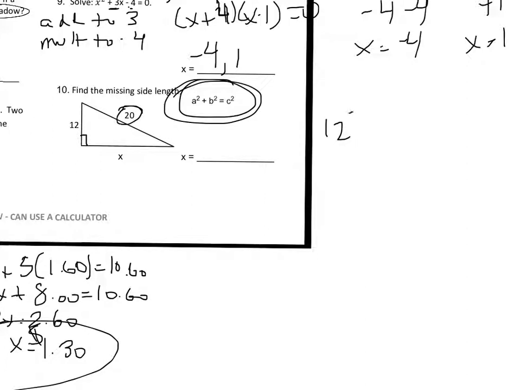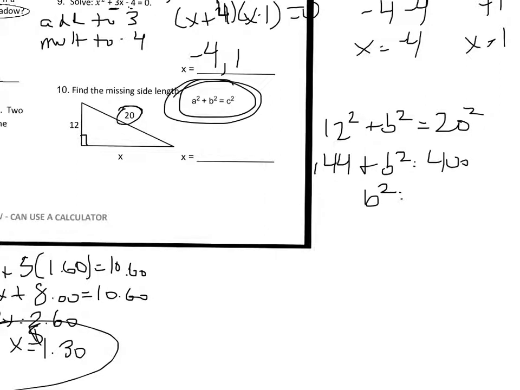So let's put 12 in for a. We don't know b, but the hypotenuse is c. 12 squared is 144. We still don't know b squared. 20 squared is 400. So let's subtract 144 from both sides. 400 minus 100 is 300, minus 44 is 256. So we got 256.